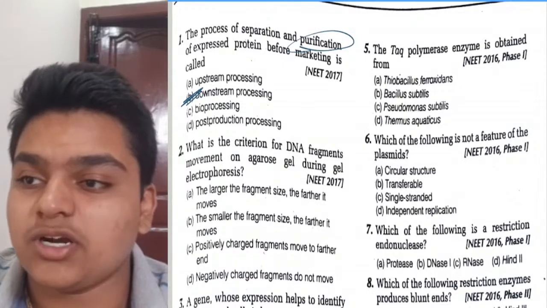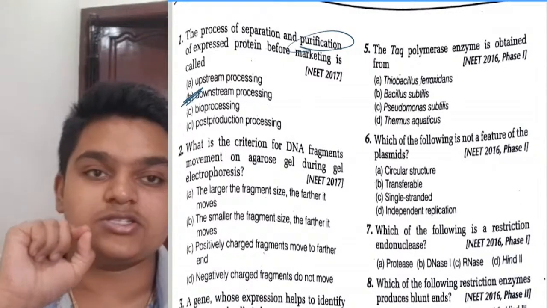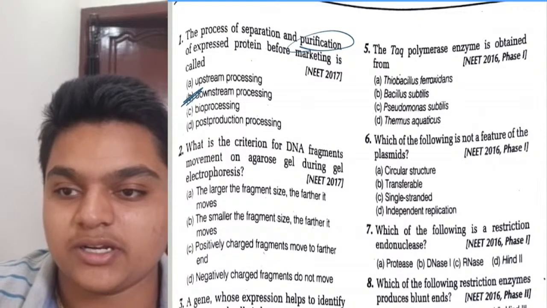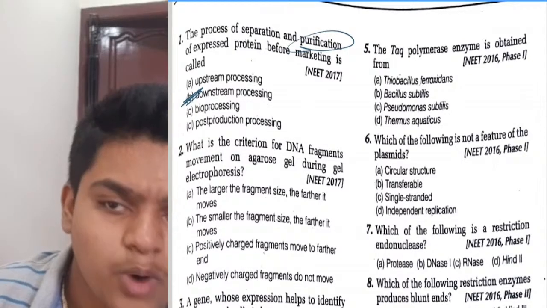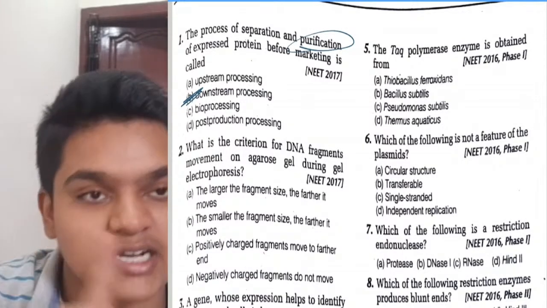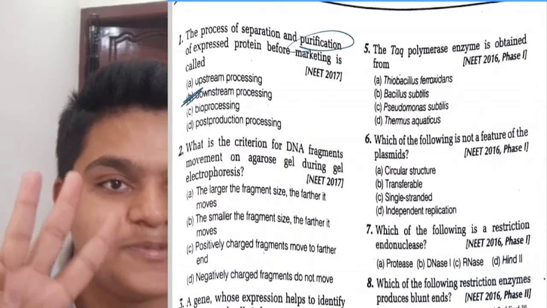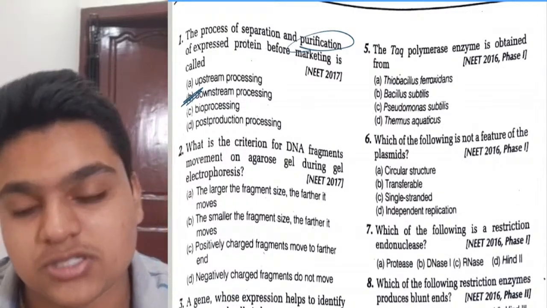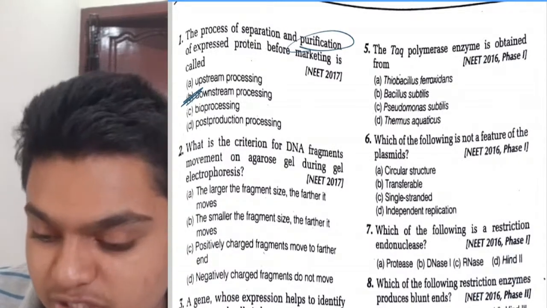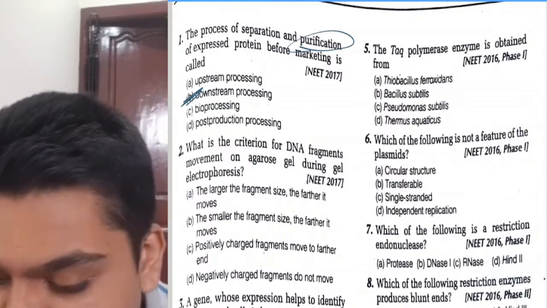Why is it called downstream processing? Open your NCERT first page only. It has been written that biotechnology provides the best catalyst. I have already told you it provides the best catalyst. It only provides the optimum conditions. It only helps in downstream processing, and that downstream processing is called your purification. Okay, that has appeared in your NEET 2017.